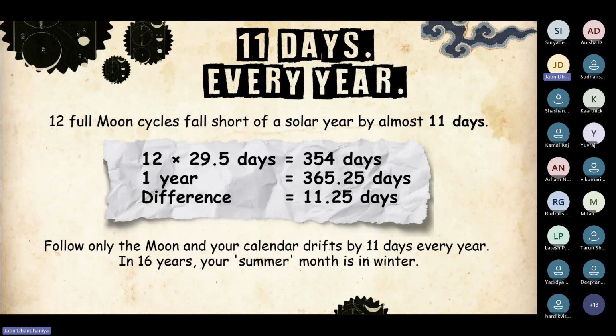Does anyone have any doubts? No, no. So follow only the moon and the calendar drifts by 11 days every year. So in 16 years, the summer month becomes the winter month.